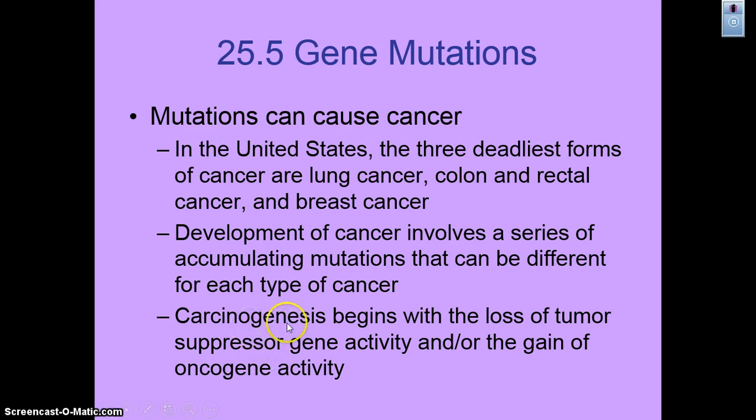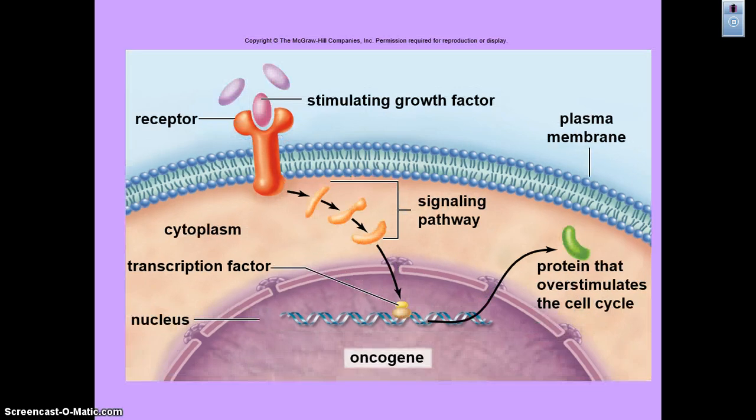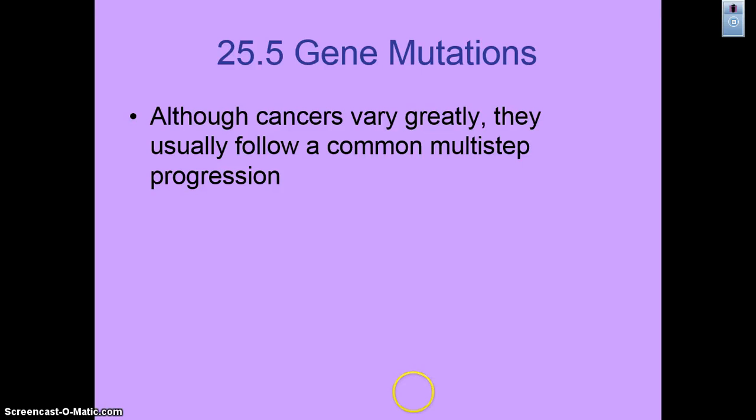Carcinogenesis, or the beginning of cancer, begins with the loss of the tumor suppressor gene activity and/or the gain of oncogene activity. So this is what happens when you have a mutated tumor suppressor gene. A mutated tumor suppressor gene codes for a product that directly or indirectly no longer inhibits the cell cycle, so the cell grows out of control. In this figure, we see an example of one that deals with an oncogene. An oncogene codes for a product that either directly or indirectly overstimulates the cell cycle, causing uncontrolled growth of the cell.